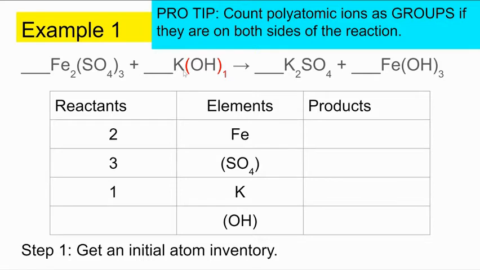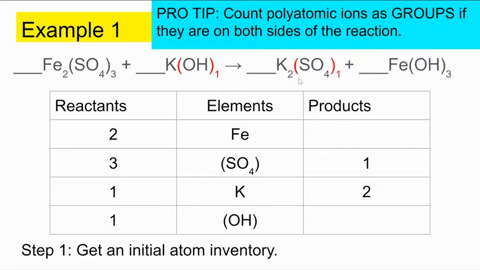We have a single potassium atom over here, and we have 1 hydroxide group on the reactant side. On the product side, we have 2 potassium atoms and 1 sulfate group. Again, when I see a polyatomic ion and there's no parentheses there, if I want to cheat and just put that hidden parentheses in and remind myself that that would be one group, that's helpful in learning how to count by groups. And then I can see that I have a single iron atom and 3 hydroxide groups.